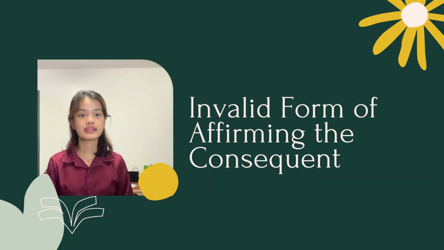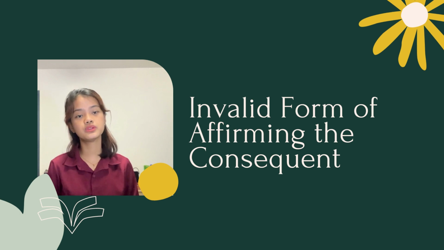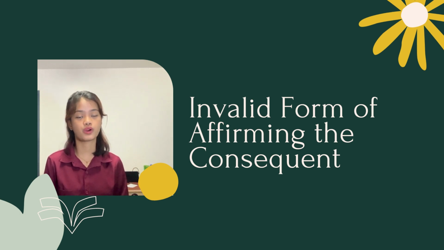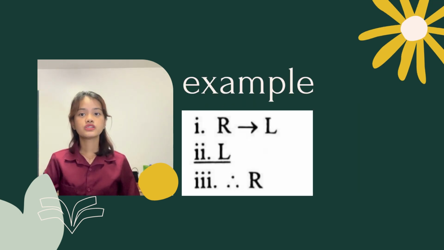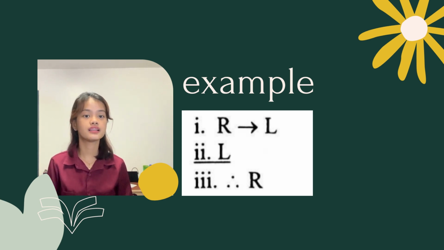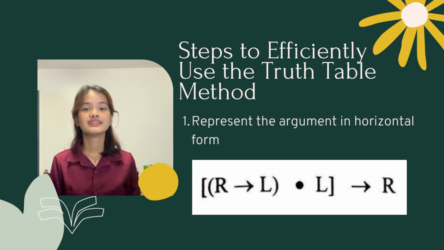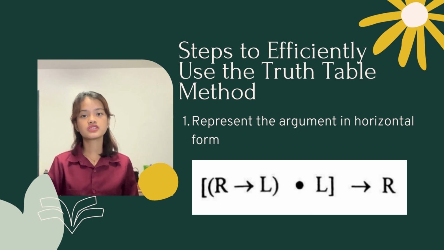Moving on, para mas maintindihan pa natin lalo, let us consider the invalid form of affirming the consequent as an example. This is a case where the premise set is true and the conclusion is false, which makes the argument form invalid. Presented on your screen is the logical structure in vertical form. As shown, first, if R, then L. Second, L. And for our conclusion, therefore, R. Next, we represent the logical structure argument in horizontal form as shown on your screen.